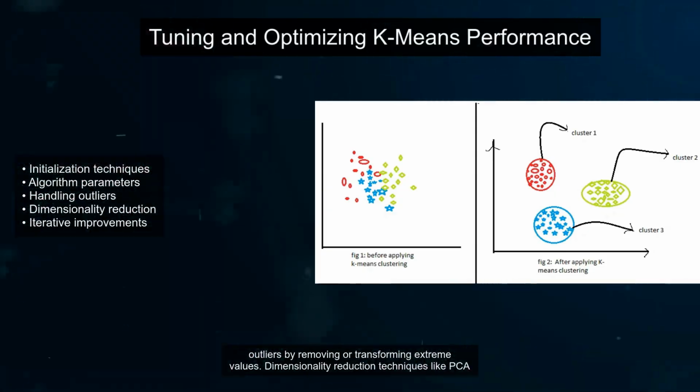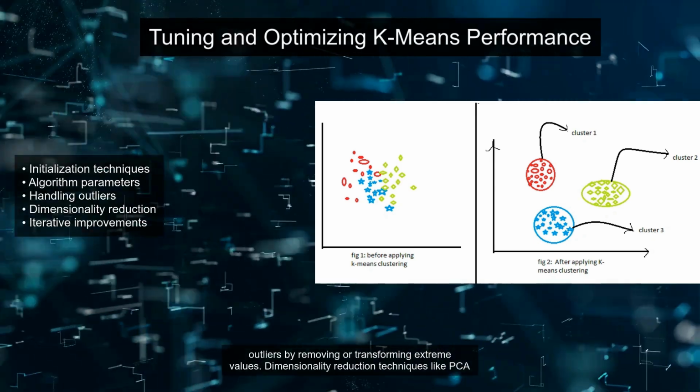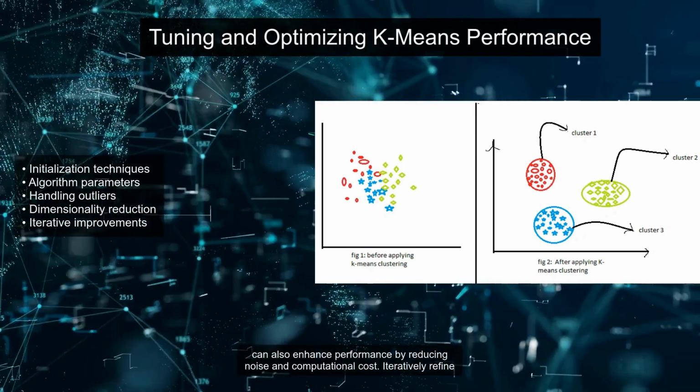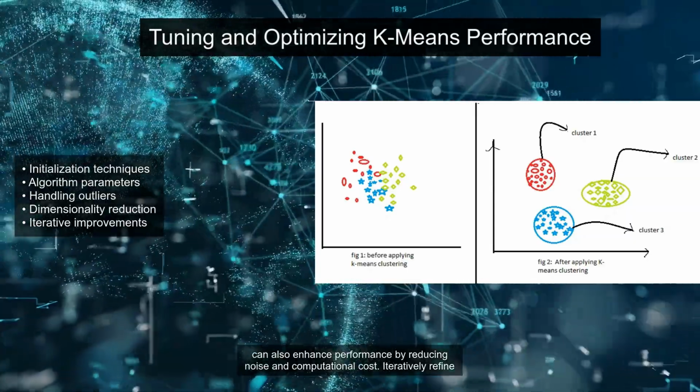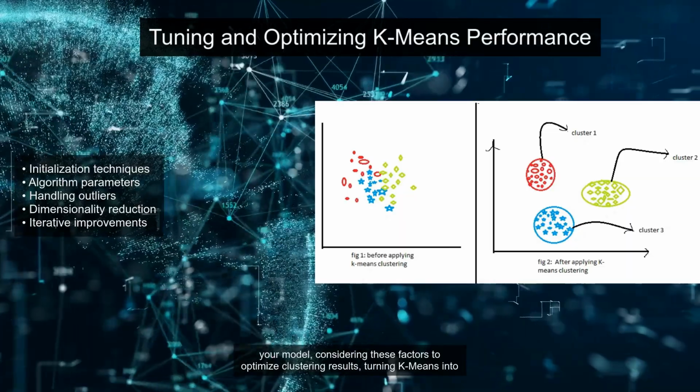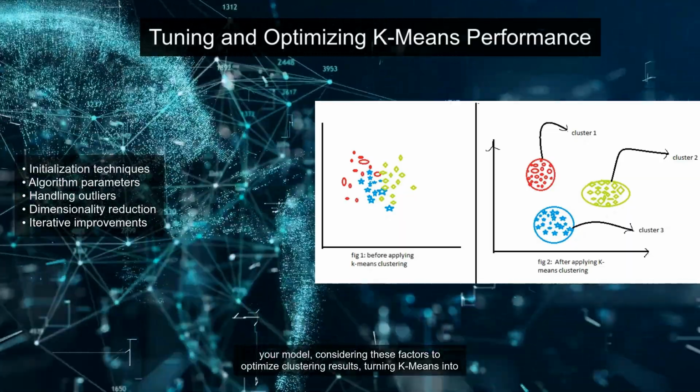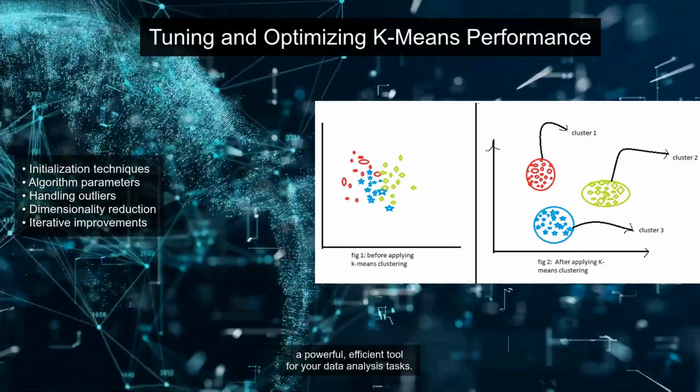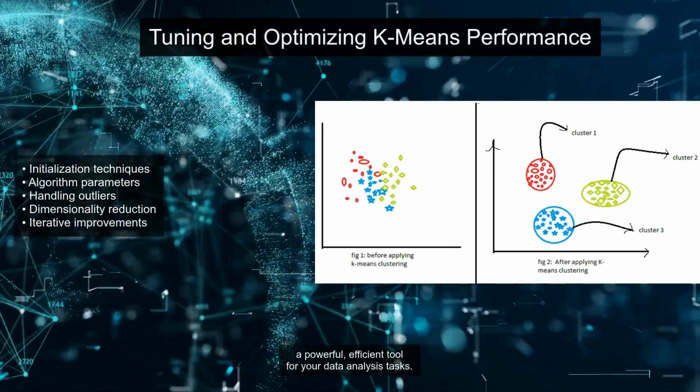Address the sensitivity to outliers by removing or transforming extreme values. Dimensionality reduction techniques like PCA can also enhance performance by reducing noise and computational cost. Iteratively refine your model, considering these factors to optimize clustering results, turning k-means into a powerful, efficient tool for your data analysis tasks.